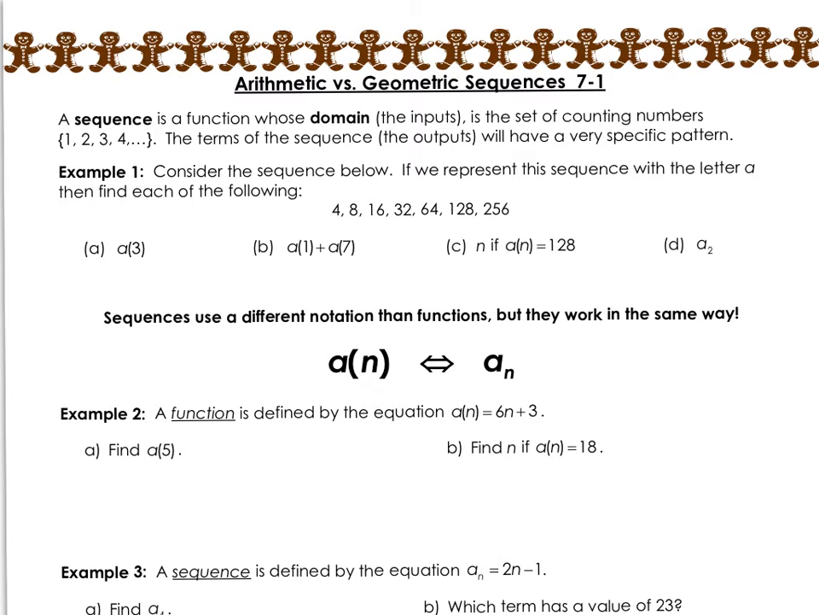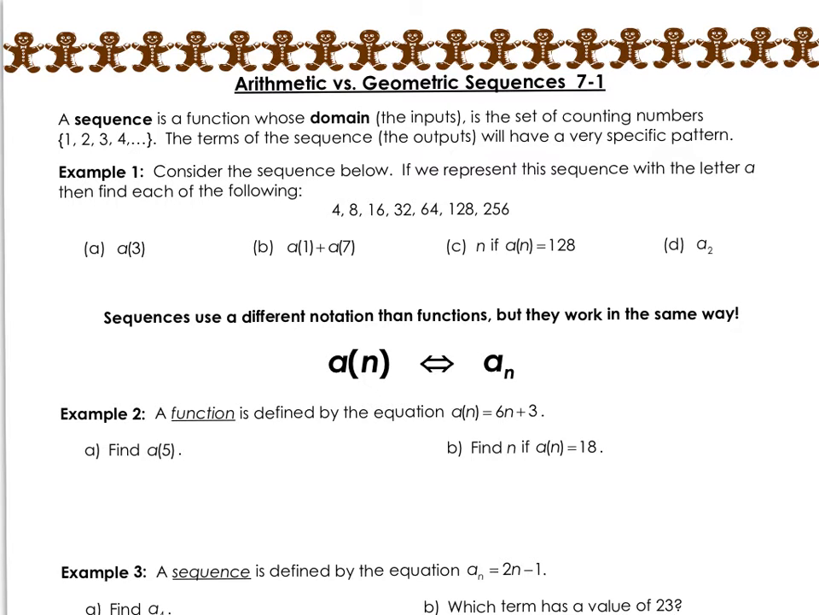Okay, welcome to video 7.1. We're going to talk about arithmetic versus geometric sequences. These are two sequences that we're going to talk a lot about in this unit. So a sequence is just a function whose domain, or inputs, is the set of counting numbers starting at 1, 2, 3, 4, and so on. And the terms of the sequence, or the outputs, will have very specific patterns that we'll notice.